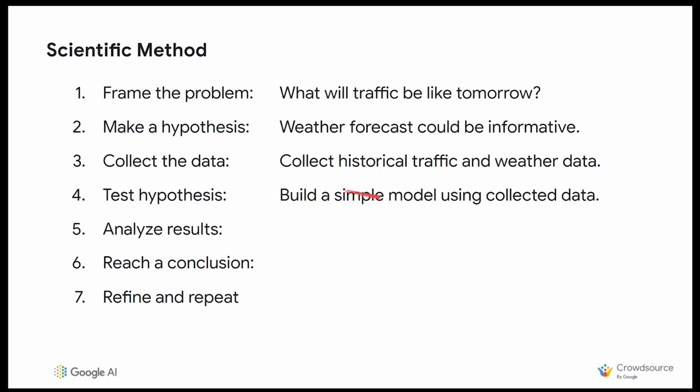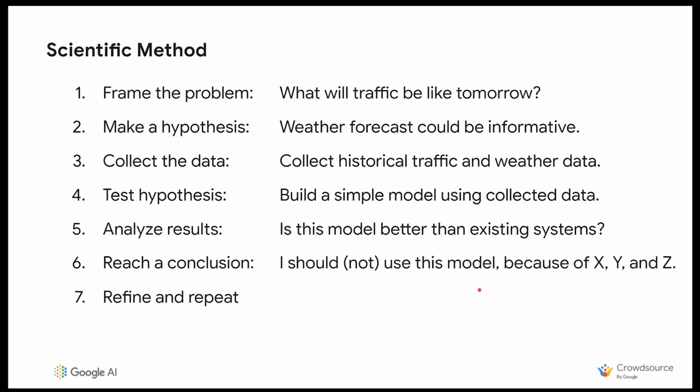We need to create a simple model. We need to input this data and labels, and we need to test this simple model in our application. Is this model better than existing systems? If it is better, then we can replace our existing systems. If it is not, then we will get more data, or change the objective, like collecting only this data, or increase the type of data, like different patterns such as user behavior. So this is our scientific approach to what traffic will be like tomorrow.